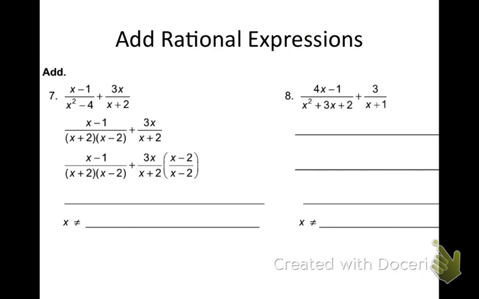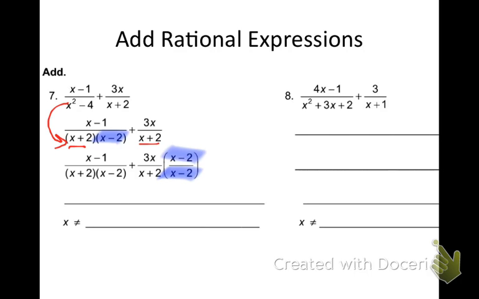So let's see about number 7 here. So number 7 says, I want to add x minus 1 over x squared minus 4 plus 3x over x plus 2. Recognize they broke down the first step for us. They broke down the original problem. So I have x plus 2, x minus 2. Now, the second problem already has x plus 2. So what am I missing? I'm missing the x minus 2. Does everybody see that? So now I need to multiply the numerator and denominator both by x minus 2.